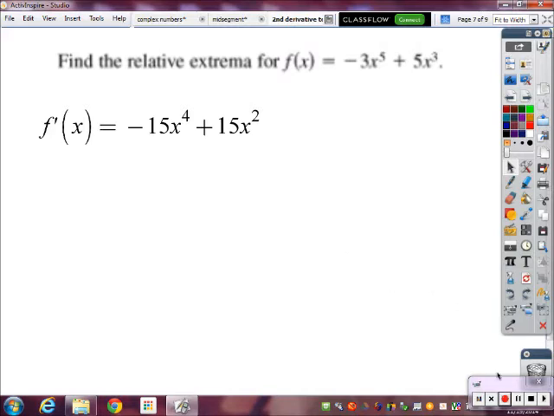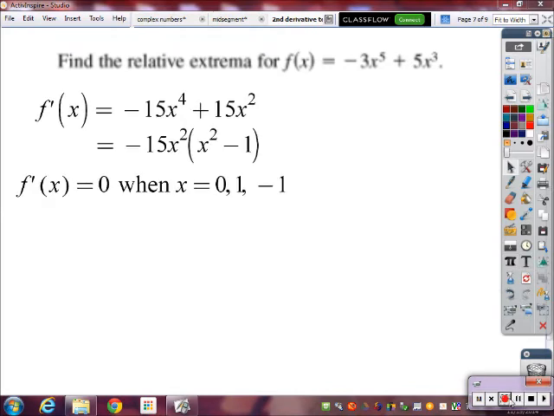So I'm going to start by factoring. Once I have my derivative factored, I can see that the left factor here will equal 0 when x equals 0, and then my right factor here will equal 0 when x is positive or negative 1. And so my derivative equals 0 at x equals 0 and positive and negative 1. The next step would be to take the second derivative.